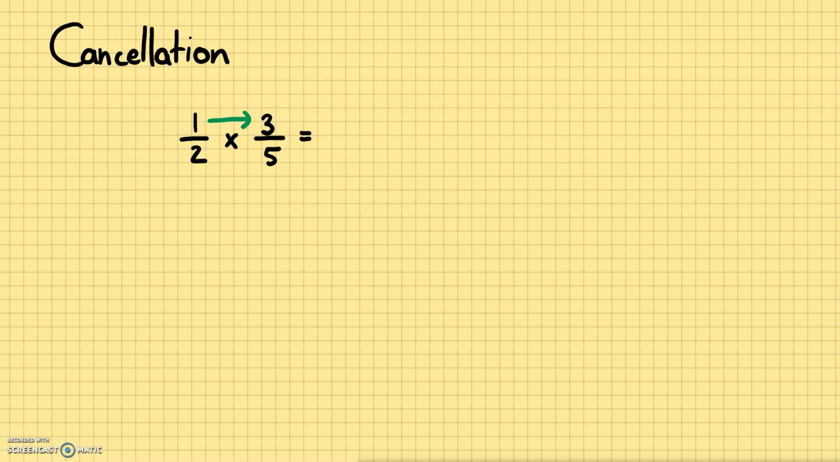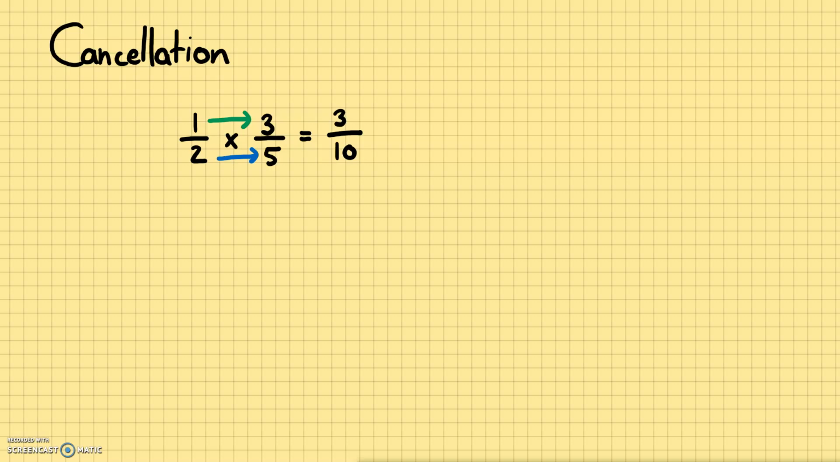Let me just color code this so that it's easier to see here. So 1 times 3 and 2 times 5. So for the answer you get 3 on the top. 1 times 3 is 3 and 2 times 5 is 10. Because we can't reduce this fraction, we are done.